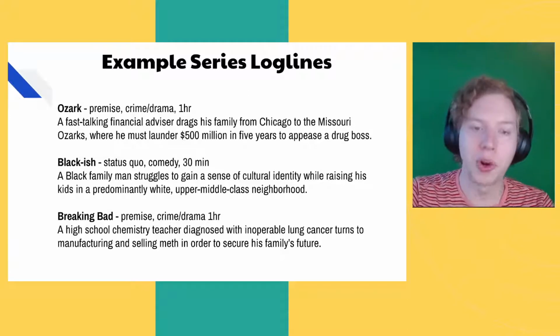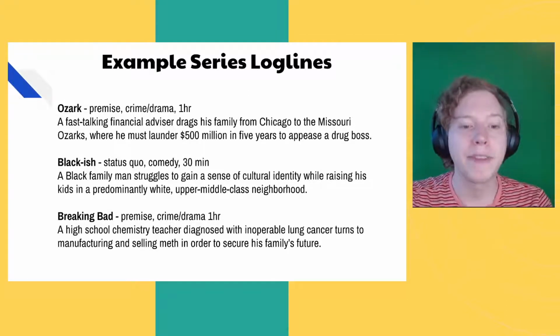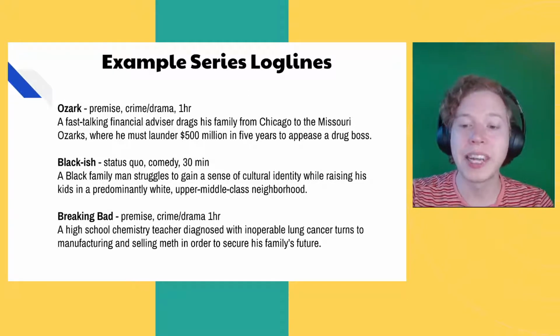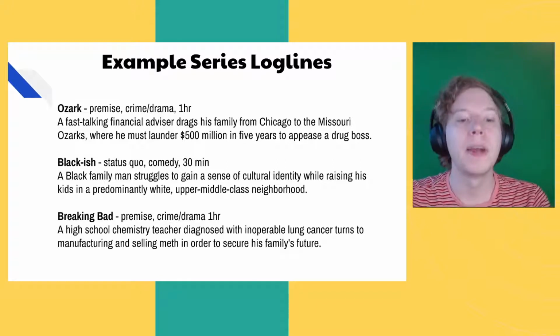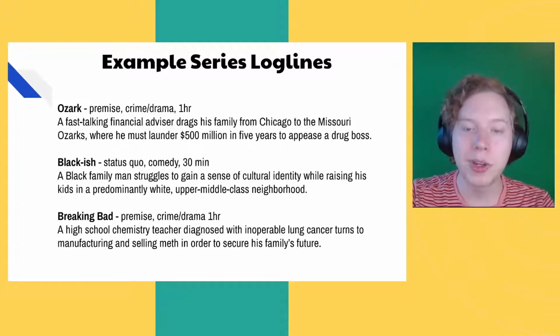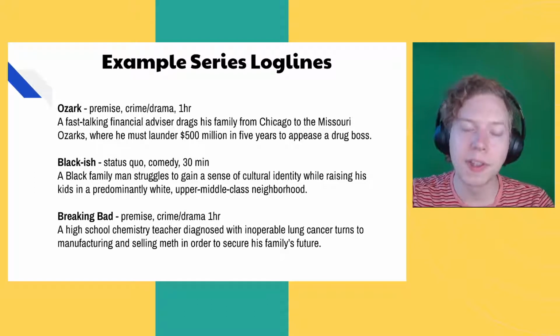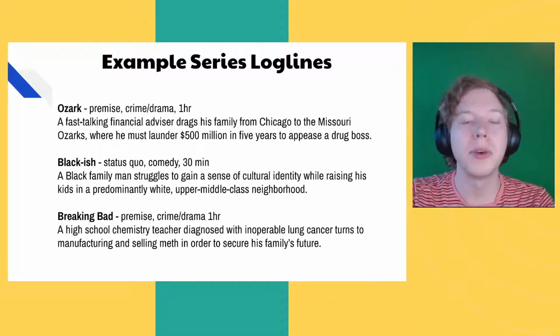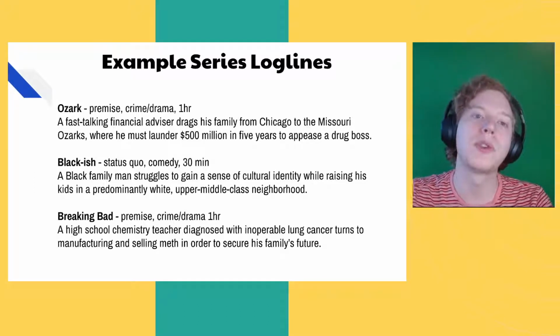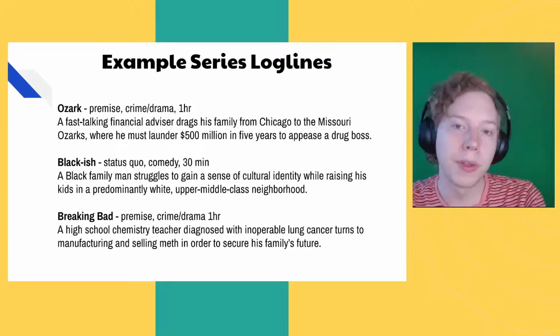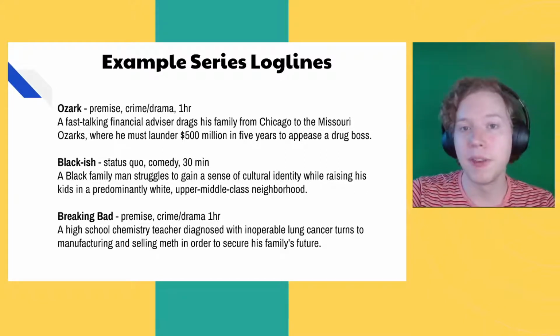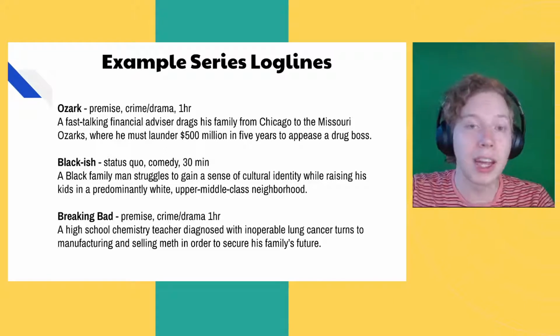This is the broader overview. This is something like, a black family man struggles to gain a sense of cultural identity while raising his kids in a predominantly white upper middle class neighborhood. We're describing the types of conflicts that we see all throughout the show. We don't need to specifically lay out goalposts or finish lines for those characters like we would in a movie, because this is going to theoretically go on forever, right?